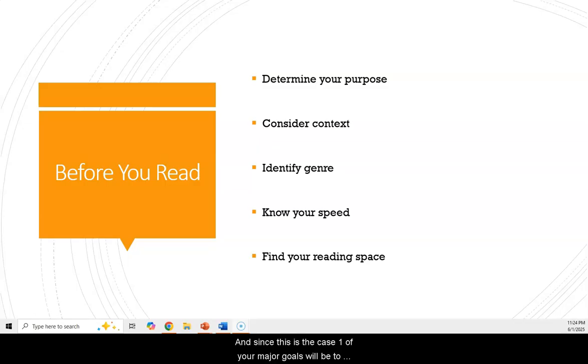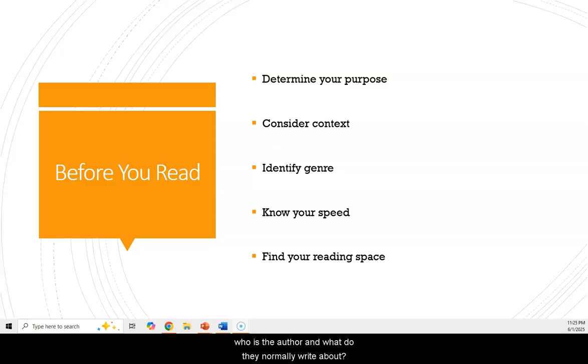And since this is the case, one of your major goals will be to make connections between all of these texts. As you head into your major courses, these skills will be incredibly important, as your professors will likely assign longer, more complex readings. Before reading a text, it is also a good idea to consider the context.